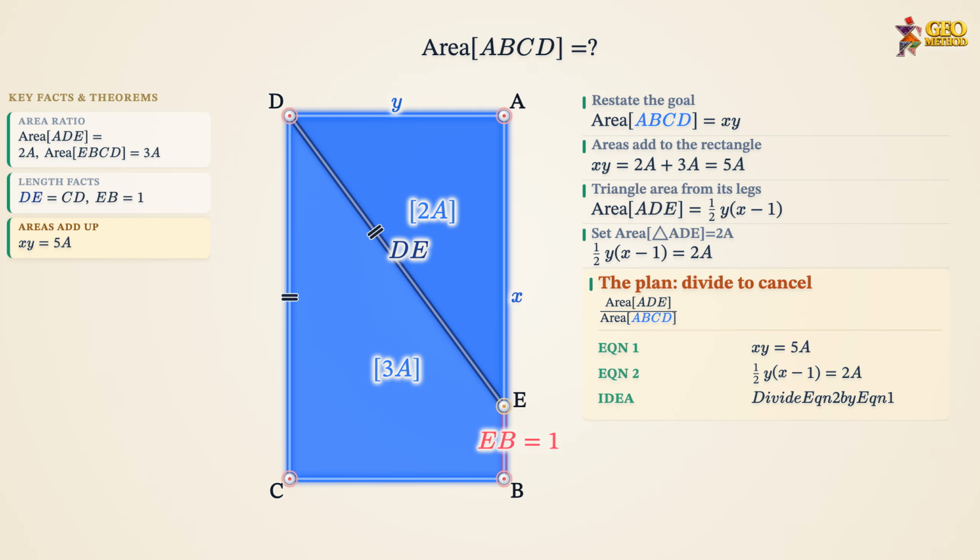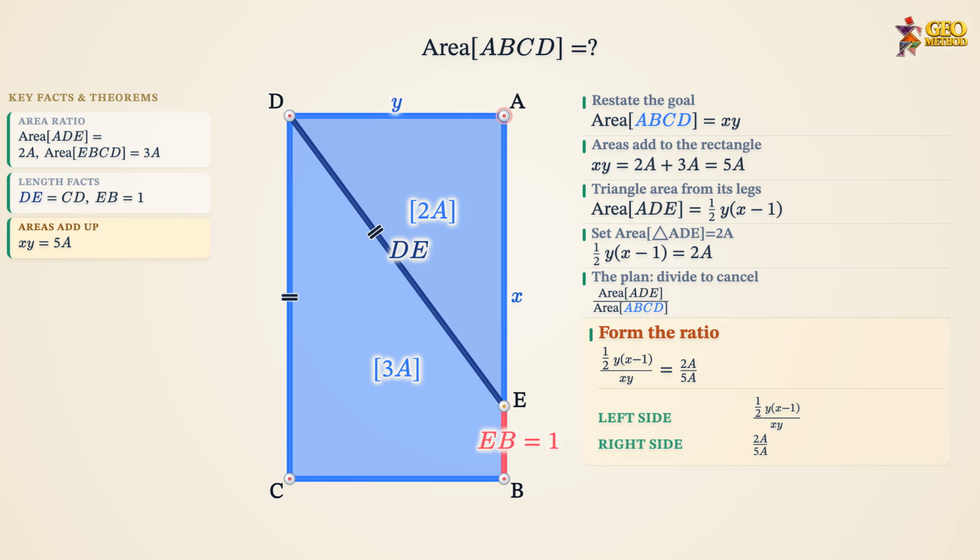Here is the clever move. Both equations carry the unknowns y and a, which we don't want. If we divide the triangle equation by the rectangle equation, both y and a will cancel, and only x will survive. Write the triangle area over the rectangle area on the left, and 2a over 5a on the right. The two ratios must be equal because each side is the same fraction of the rectangle. On the right, the a's cancel straight away, leaving the plain number 2/5. So the triangle is 2/5 of the whole rectangle.